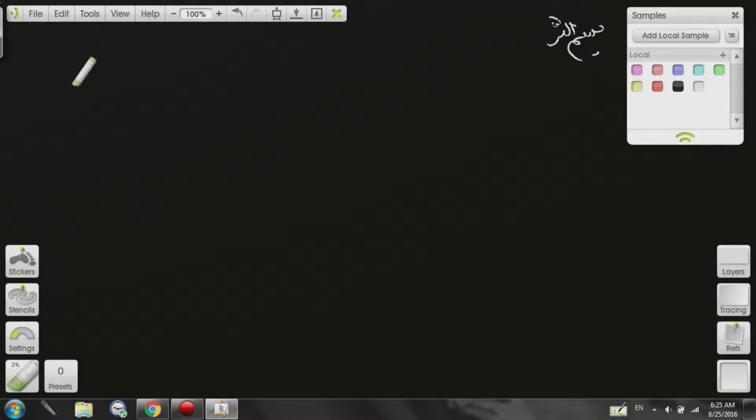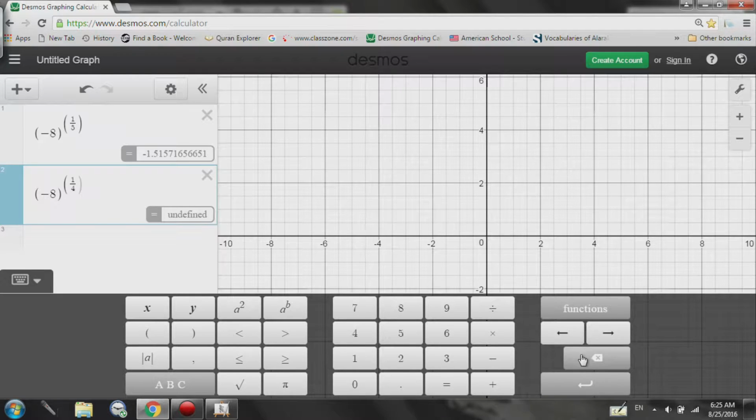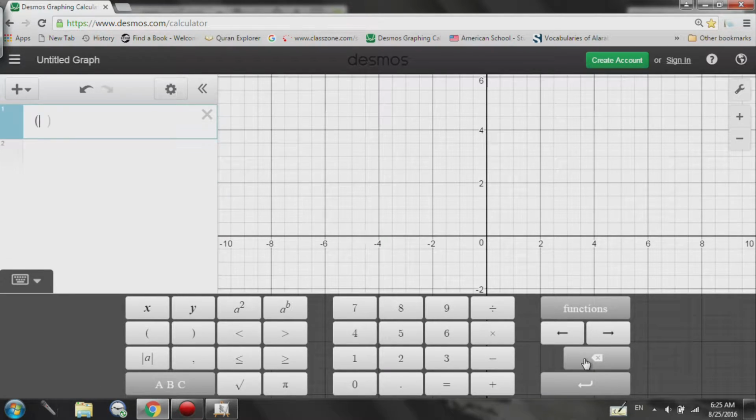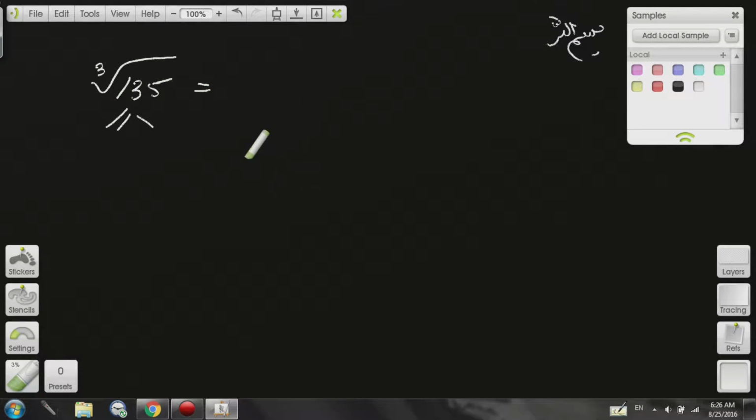Let's do this. Cube root of, I'm going to start slow, 135. What's the cube root of 135? What number multiplied by itself three times gives you 135? If you do it on a calculator, you enter 135, and the cube root, which is the same thing as the 1/3 power, is an irrational number. There's no nice and neat number. Then you want to write it in the simplest radical form.